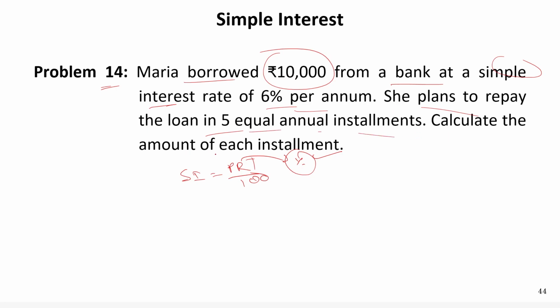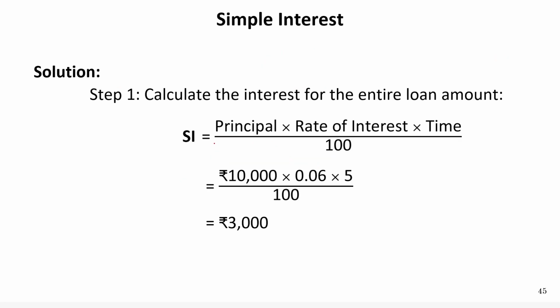So to calculate the amount of each installment, what we need to do is calculate the total interest. So the interest for the entire loan amount will be principal into rate of interest into time by 100, because rate of interest is given in percentage here. So this will be nothing but 6. So by cutting the zeros out from here, what we are left with is 600 into 5 is equal to 300. So there is a slight typo here. So what we are left with is 3,000.